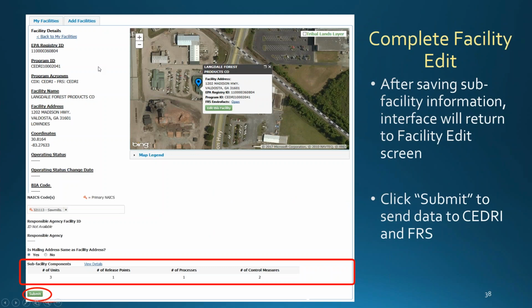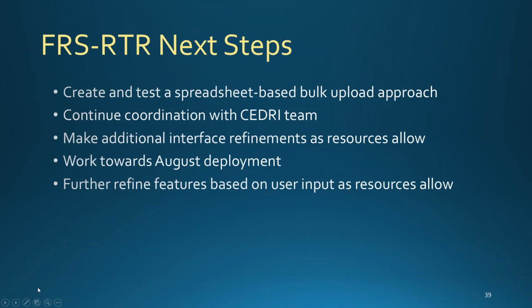And depending on the program that you're reporting to, you may need to have that information correct, and that would get caught in the process. But as far as just saving it in the widget, you can go ahead and save it. So now in this screen, we've come back to the edit facility. You can see here at the bottom that we now have our 3 units that have been added in the summary, the 1 release point, the 1 process, and the 2 control measures. And then once you click on the submit button, the data actually gets sent to CEDRI, and CEDRI will communicate with FRS. So that's the end of my little demo there.